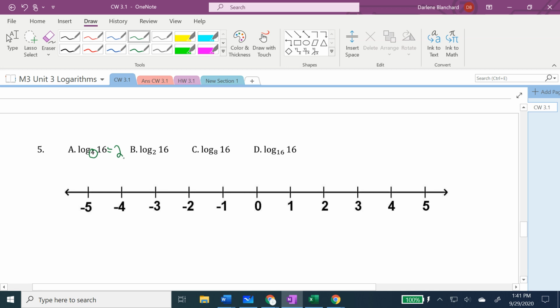2. 2 to what power is 16? 4. I'm going to skip C. In D, 16 to what power is 16? 1. Now I'm going to go back to C.